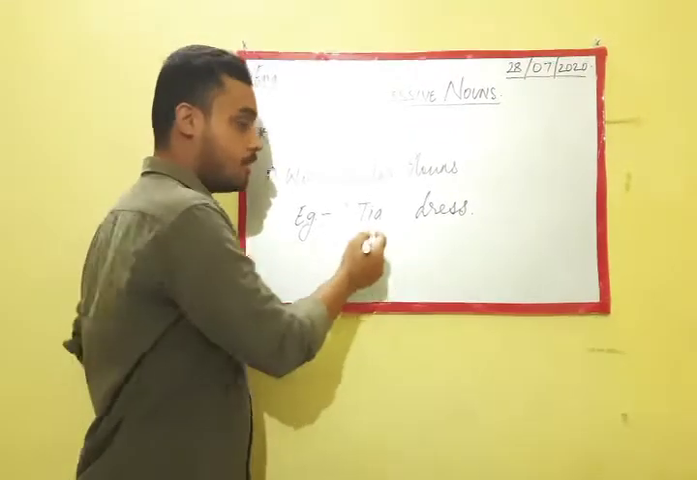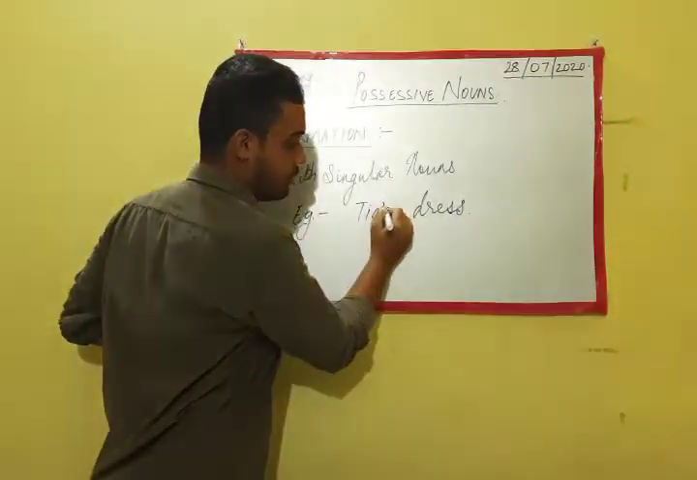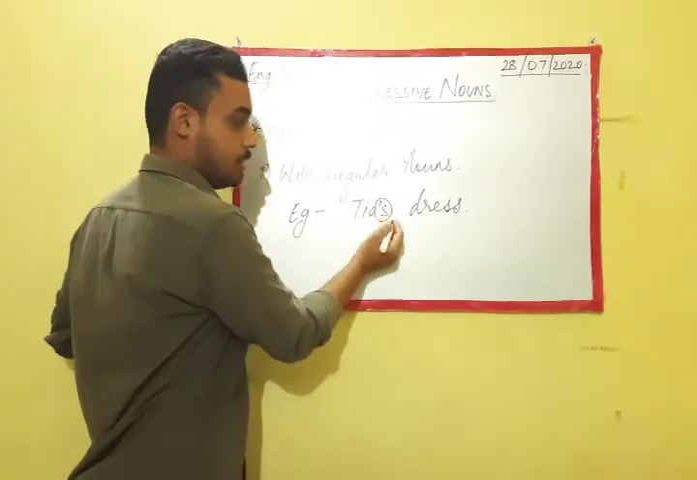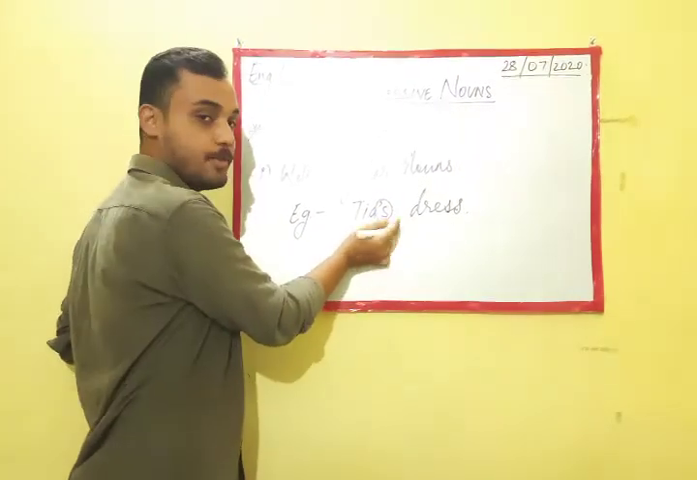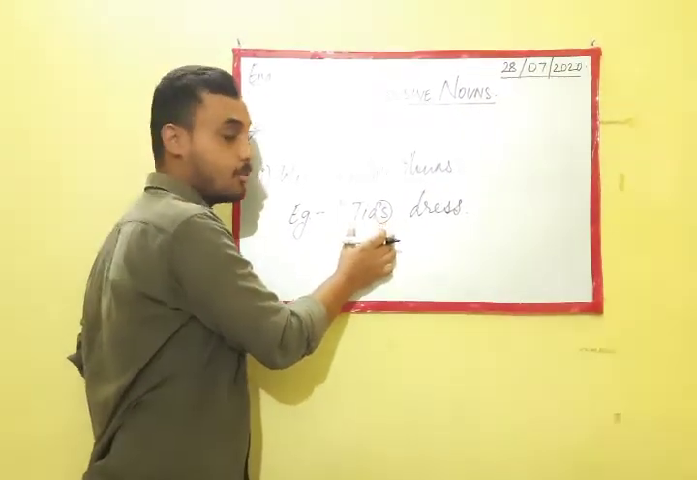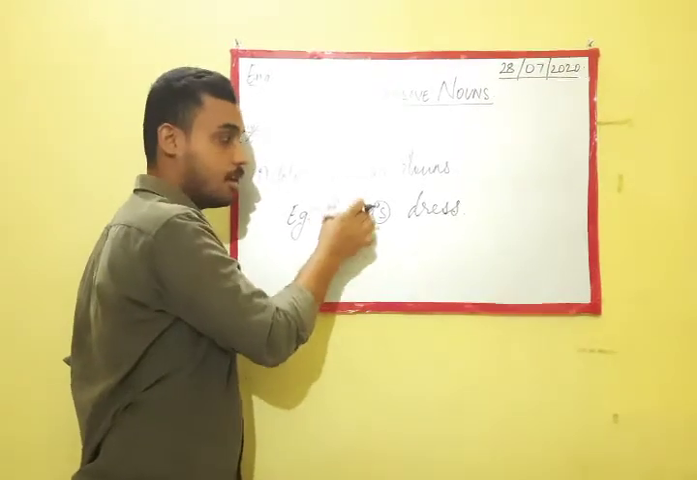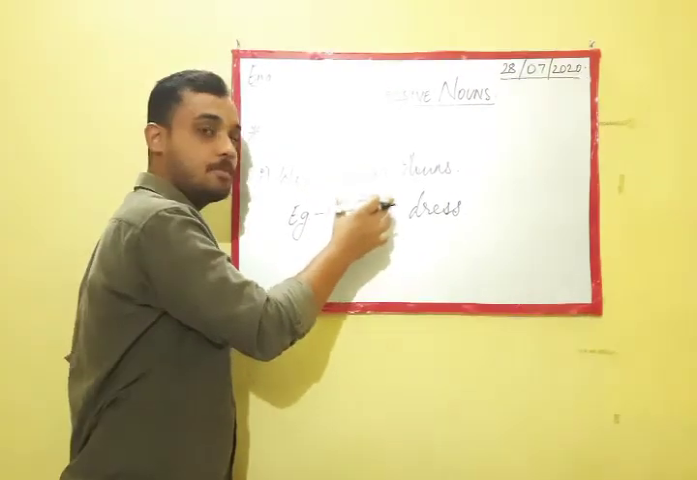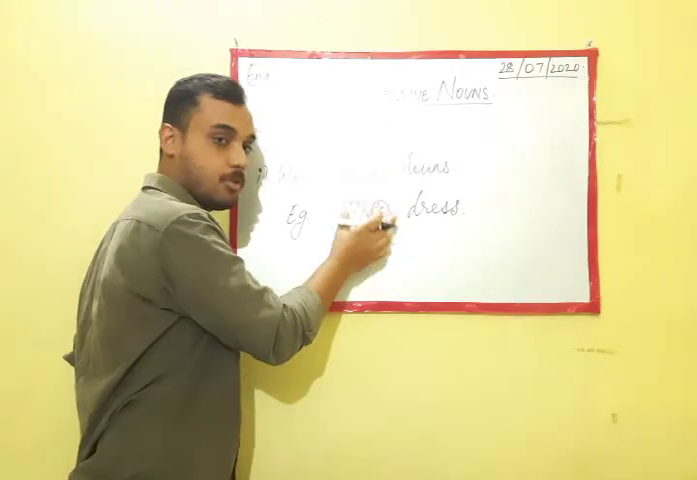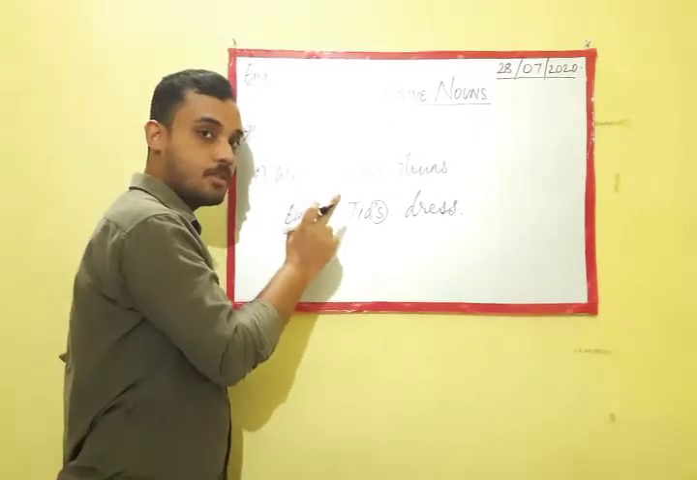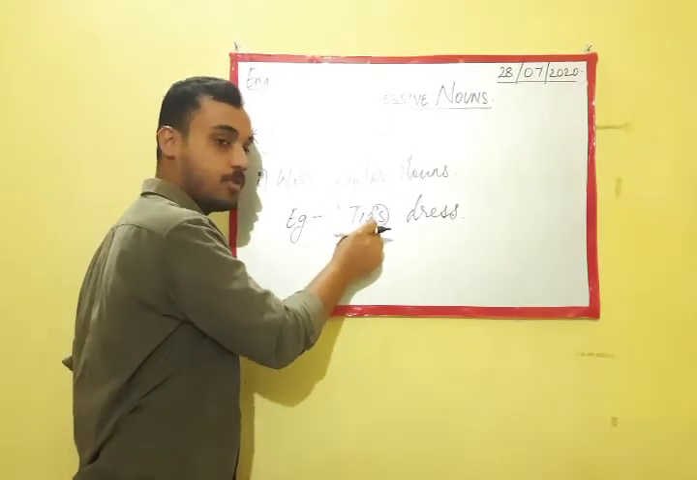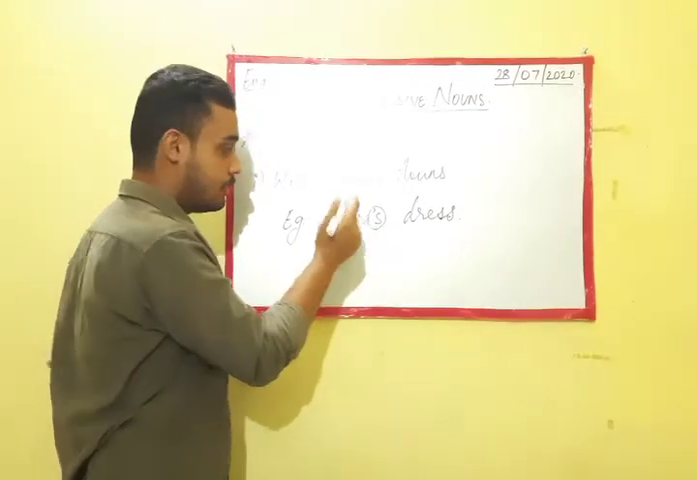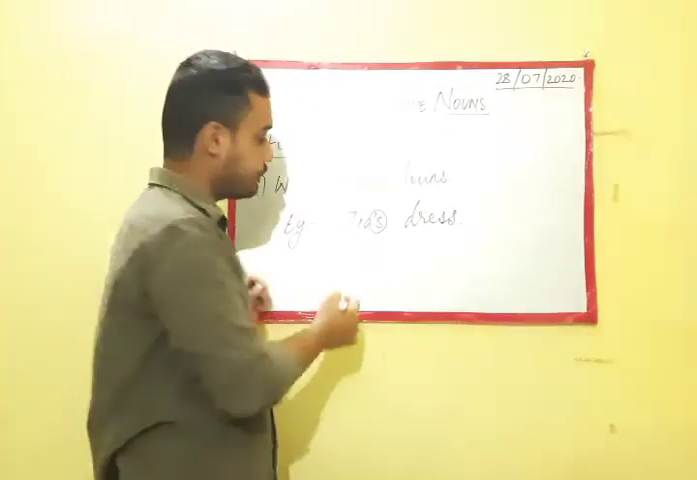Okay, why? Because the apostrophe and S was missing from the singular noun. Tia was singular, and to show Tia's belonging, I had to use apostrophe S. So with the singular noun, we always use apostrophe S. Okay. Next example.